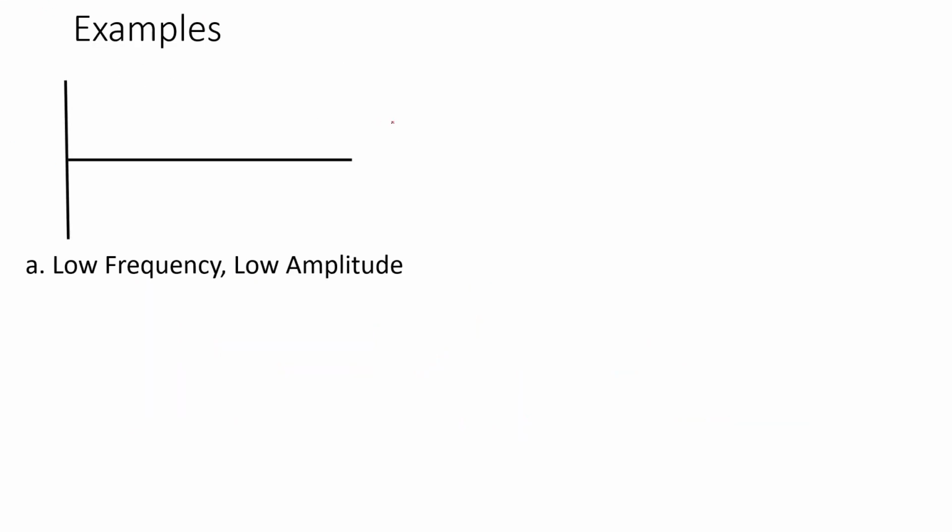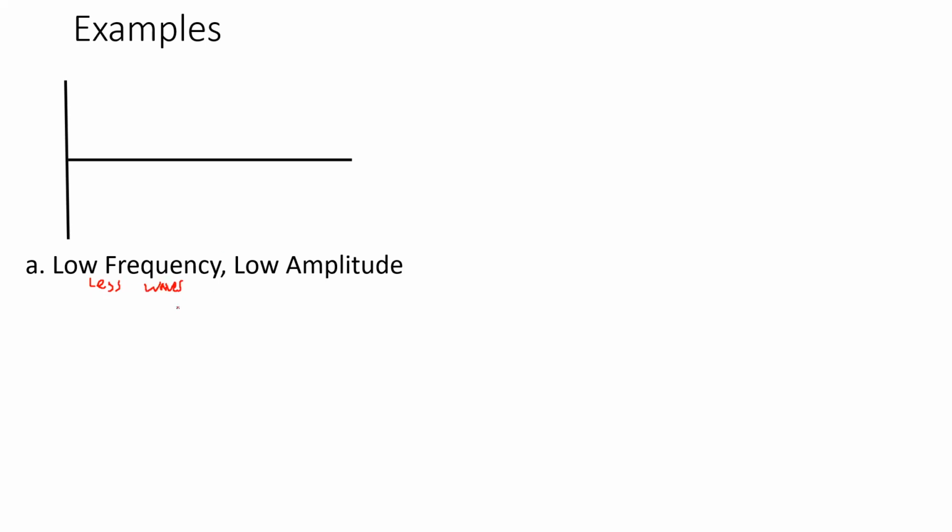Okay, so the first example we're going to look at here is if something has a low frequency and a high amplitude. So let's break this down first. Low frequency means that there would be less waves in the same time frame. Okay, so right here we've got less waves.